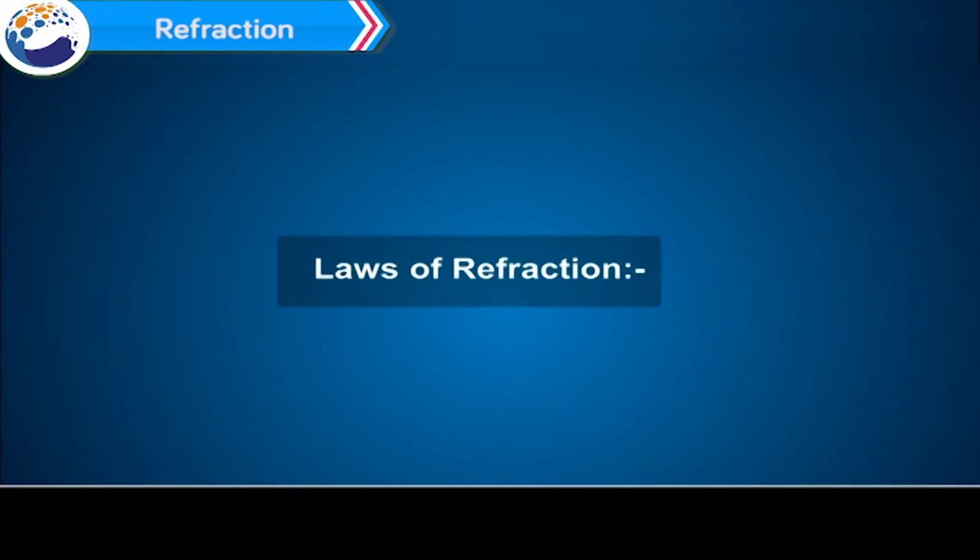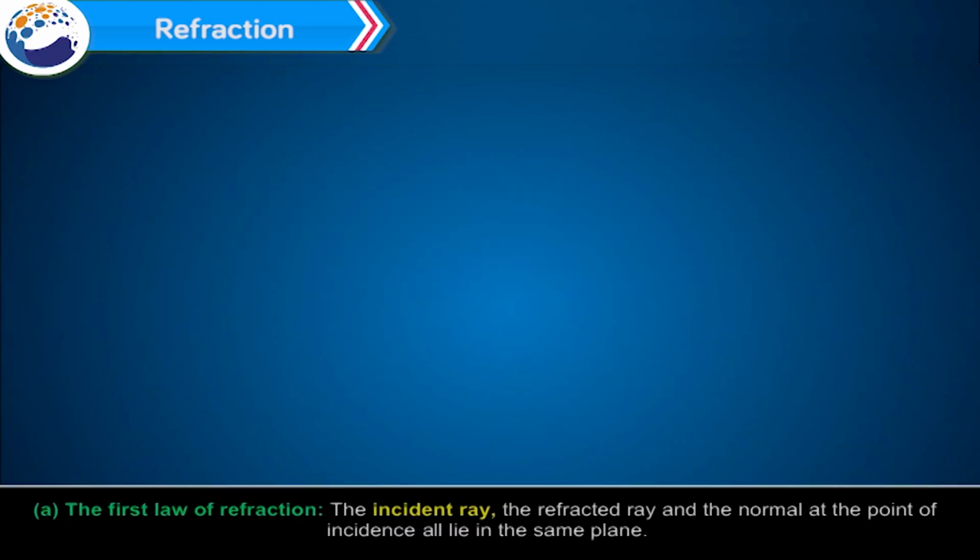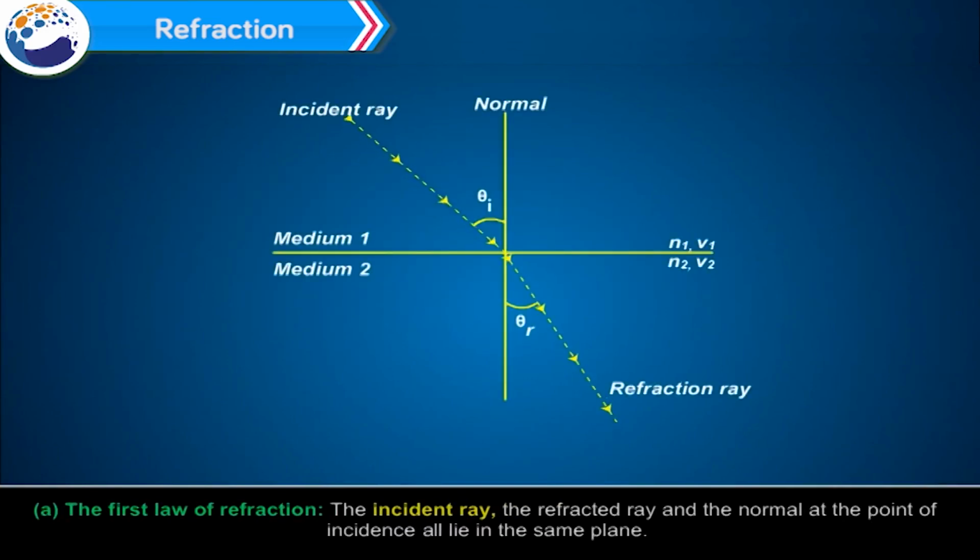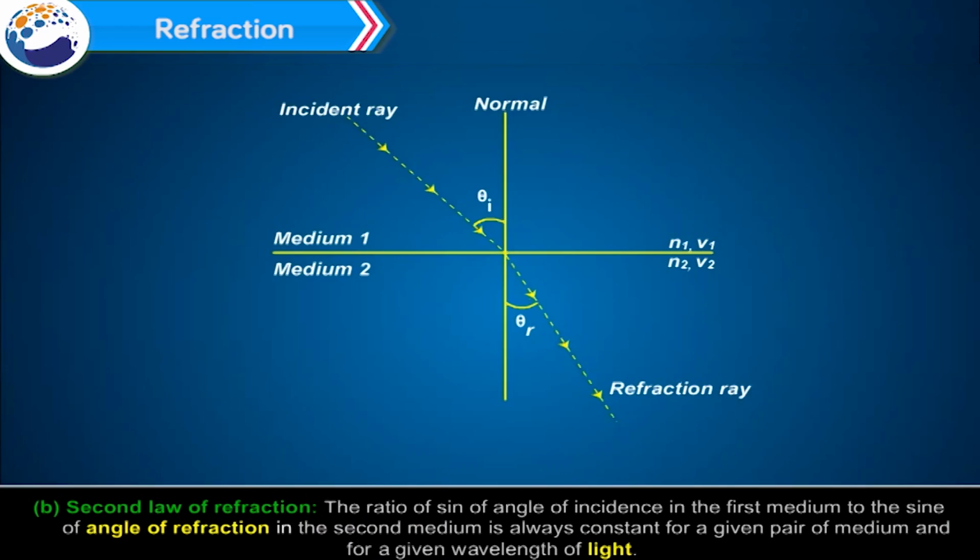Laws of refraction. A. The first law of refraction. The incident ray, the refracted ray, and the normal at the point of incidence all lie in the same plane. B. Second law of refraction.